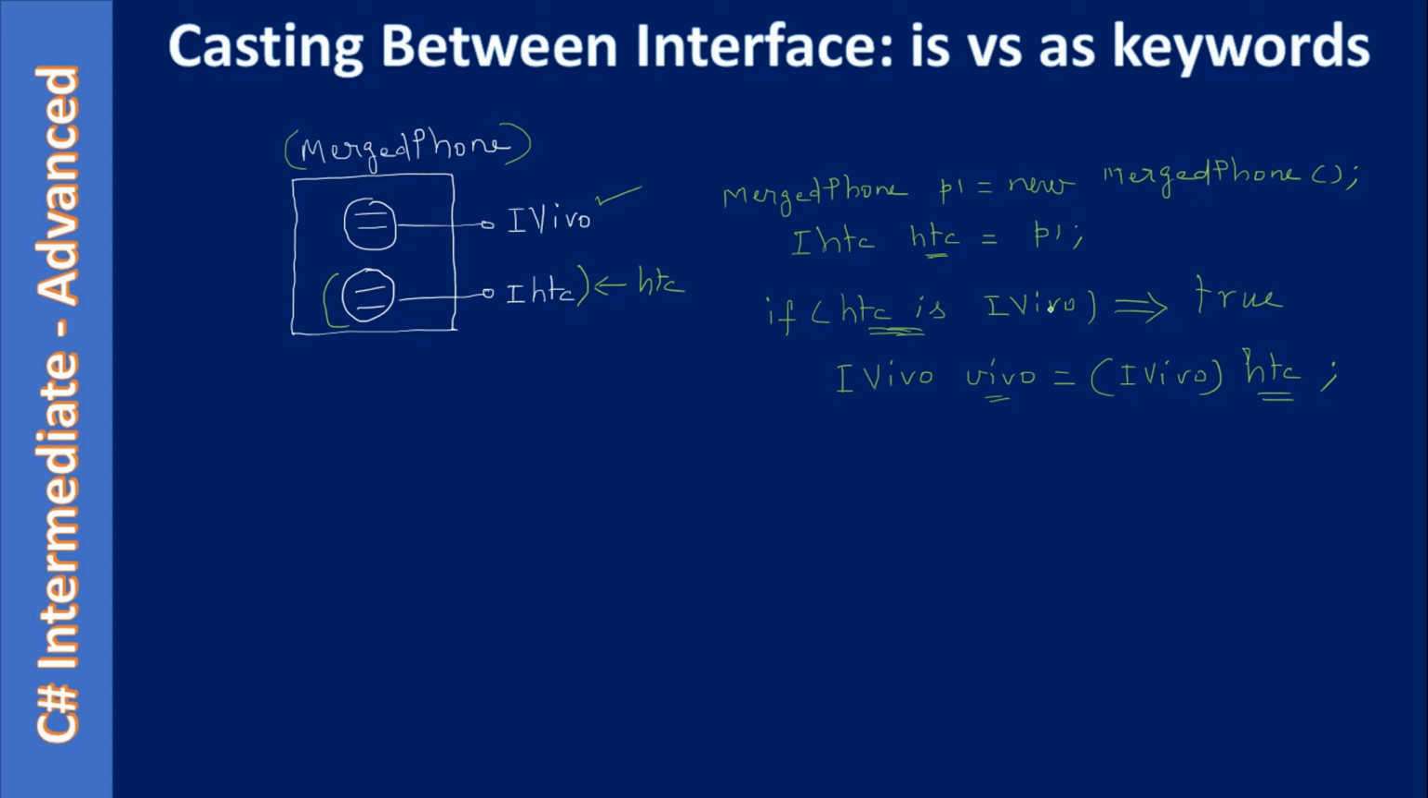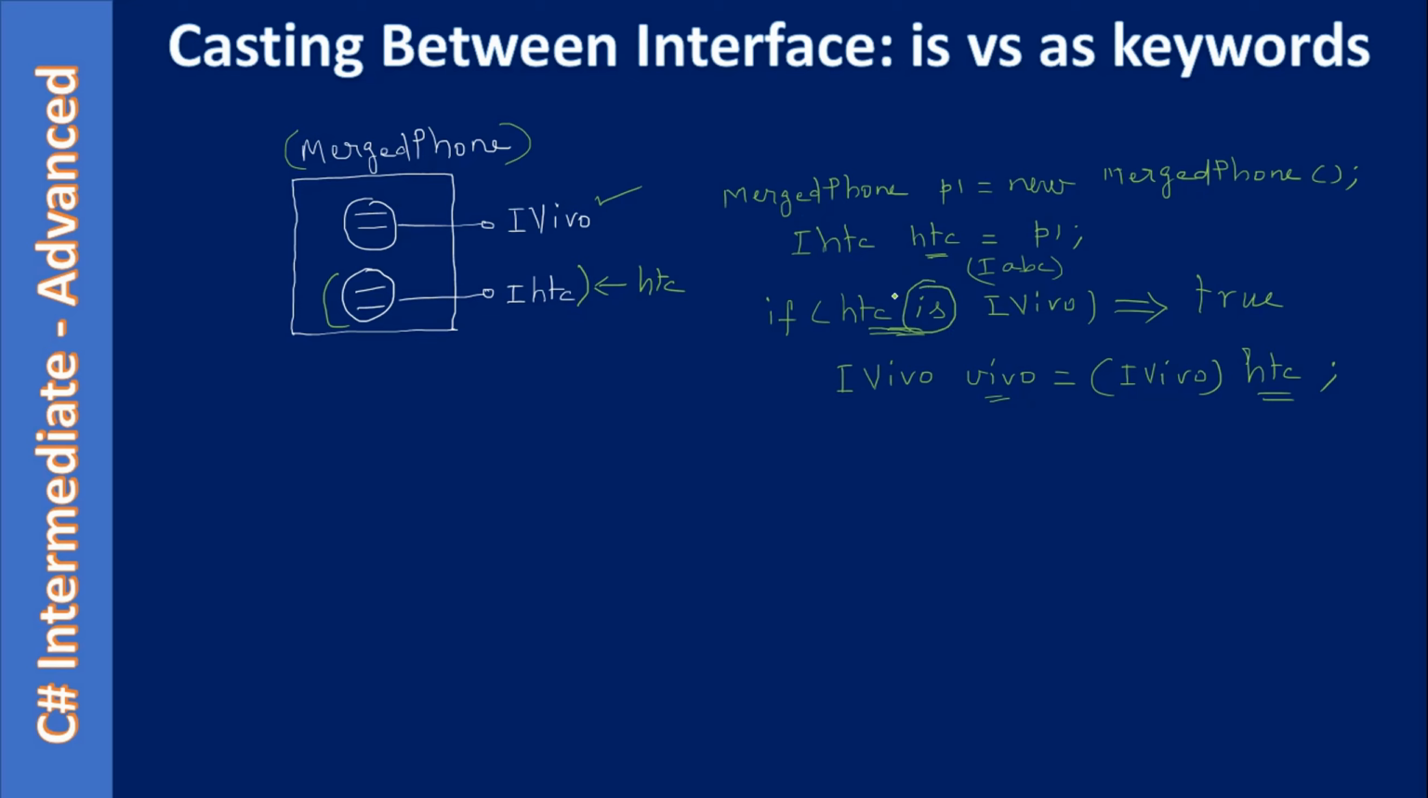So instead of iVivo, if I put some other name, say for example an unimplemented interface, iABC, then HTC is not iABC, because the object doesn't implement the iABC interface, so this will return false. So this way, at runtime you can avoid dangerous typecasting. Okay, so now we looked at the usage of the is keyword.